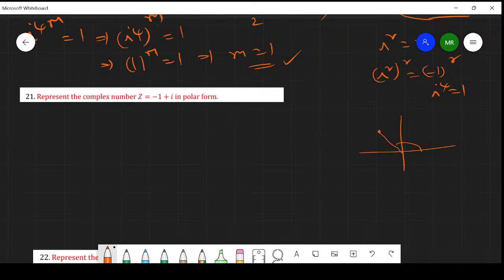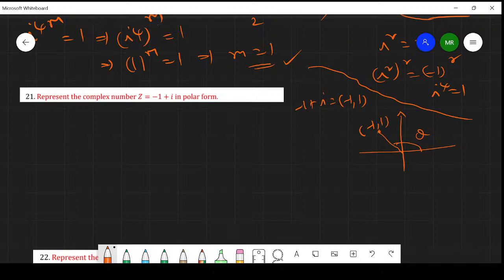-1 comma 1 is the given complex number. This theta is called our amplitude. How to find this amplitude here? I will tell you a simple technique. Whenever the complex number is in the second quadrant, -1 plus i is nothing but -1 comma 1, and the number comes here.